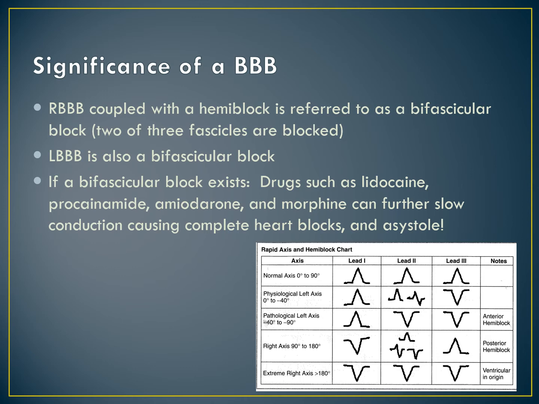At this point, we need to think back to our discussion in part 1 using the axis and hemiblock chart. If you reviewed the printout for axis deviation and found either a pathological left or a right axis deviation, then you know a hemiblock exists. This means that one fascicle is blocked. Now look at V1 of that same printout. If you find a right bundle branch block, then you have a total of 2 fascicles blocked. This is referred to as a bifascicular block.